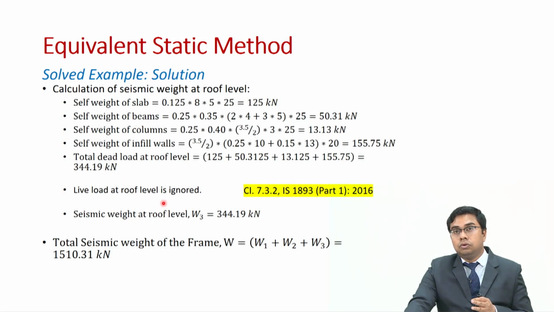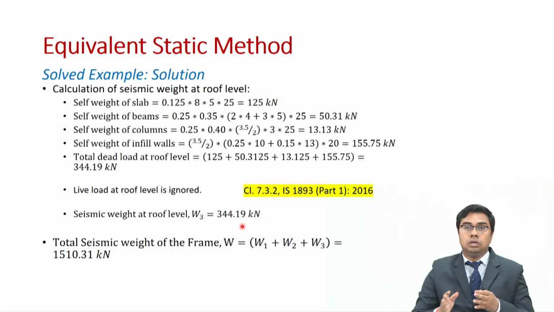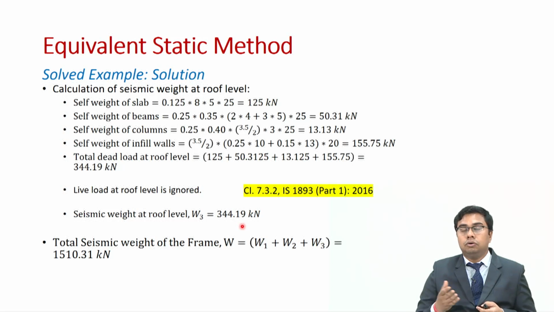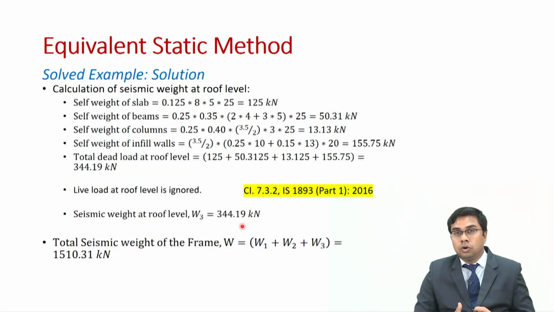Now, the live load at the roof level is ignored, therefore, the seismic weight at the roof level shall be equal to the dead load, which we have calculated as 344.19 kilonewton. Now, the total seismic weight of the frame shall be calculated as sum of W1, W2 and W3. What are W1 and W2? Those are seismic weight of the first and second floor levels. W3 is the seismic weight at the roof level. So, upon finding the sum, we get the total seismic weight of the frame as 1510.3 kilonewton.